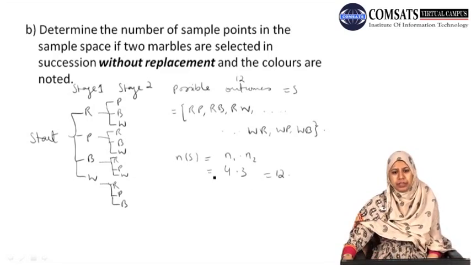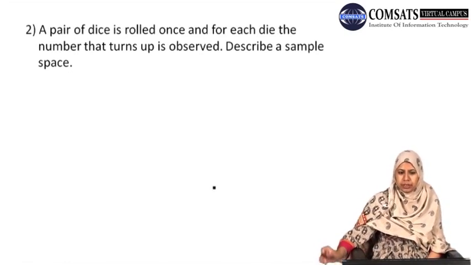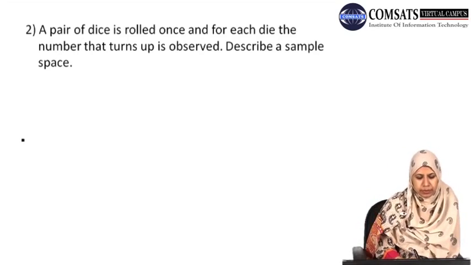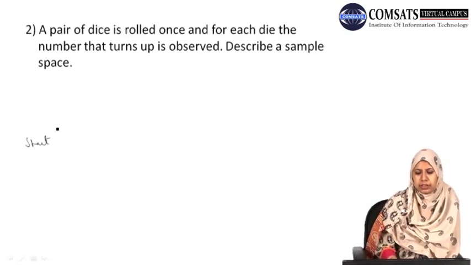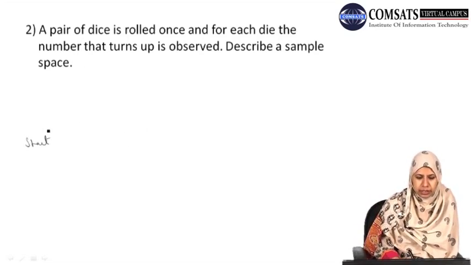Okay, now we have seen one example in which we have seen that how we can calculate our desired sample space and what will be the size of our sample space. Let's look at one more example. We have a pair of dice, which means that we have 2 die. They are rolled once, and for each die the number that turns up is observed. We are asked to describe the sample space. Okay, we start from here, and since we have less numbers we can use our tree diagram to understand it clearly.